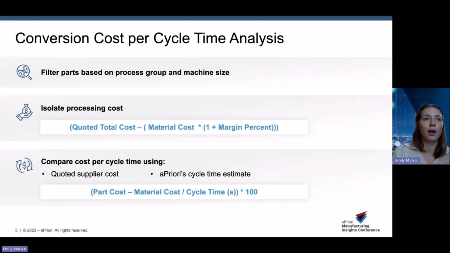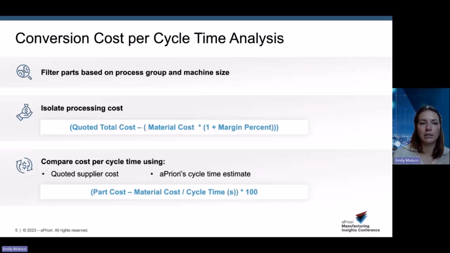If you have a part that's high pressure die cast and then heat treated, you're not going to compare the heat treatment cost per cycle time. You're going to compare the high pressure die cast cost per cycle time because that's going to be the major cost driving process. So again, once we narrow down that scope to just parts with the same process group and machine, we want to isolate processing costs.